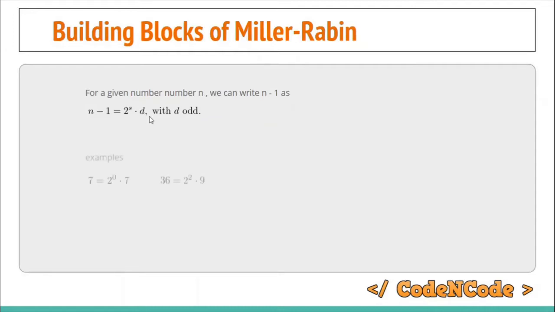If I show you some examples, 7 can be written as 2 raised to power 0 times 7. Similarly, 36 can be written as 2 raised to power 2 times 9. So you can see that d is actually an odd number. So we have factorized the given number into even times odd. This can be odd as well if the power is 0. Otherwise, this is even times odd.